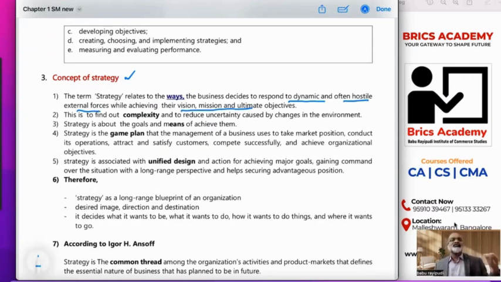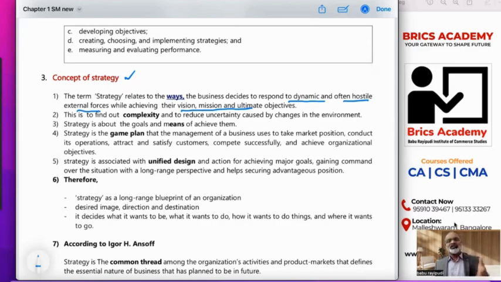So strategy is all about a bunch of ways, a bunch of actions. Why should strategy have a bunch of actions? Because the external forces are very dangerous. What are external forces? Those forces that affect your business. Example: political factors, economic factors, social factors, demographic factors, technological factors. There are many outside factors over which you don't have control that will affect your organization. To face them, to beat them, you need plans, a bunch of actions. So according to subject language, strategy is a bunch of actions that helps us to face external forces.